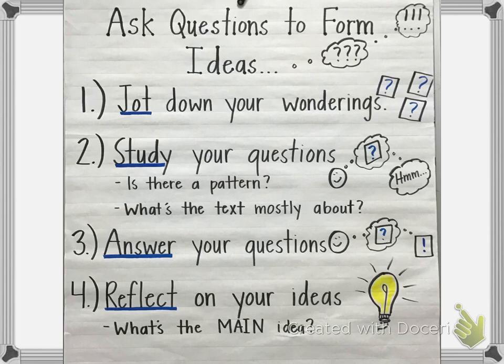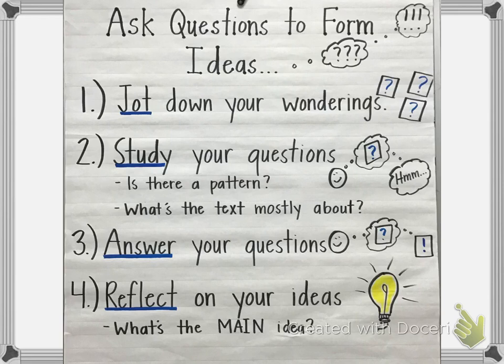So you know how I said a couple weeks ago, I've probably said it a couple times though, that good readers ask questions before, during, and after their reading. Well, this has a lot to do with that. So as you're reading, it's super important to wonder things and to question things. So when we do that, the first thing we should do is jot down your wonderings or your questions. So here the word wonderings means your questions. So it's important to jot them down just in case you don't remember.